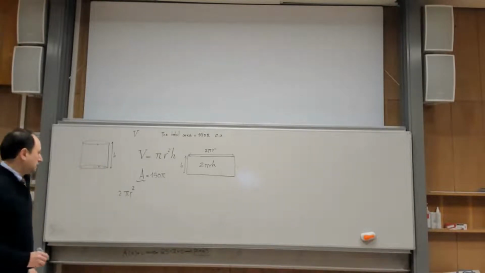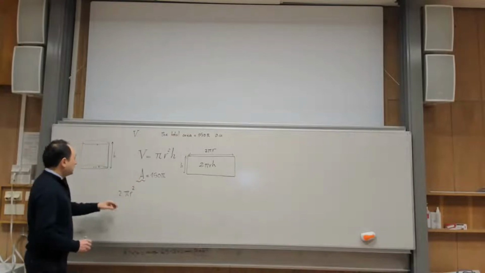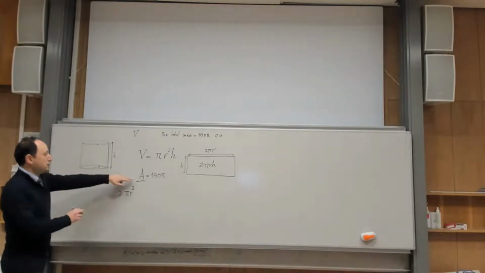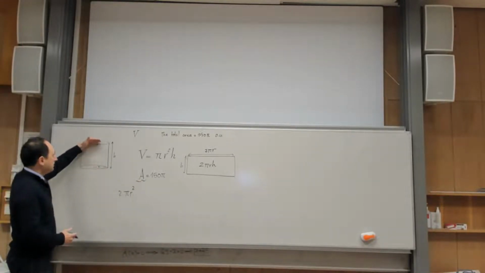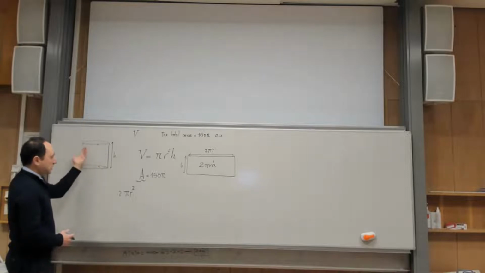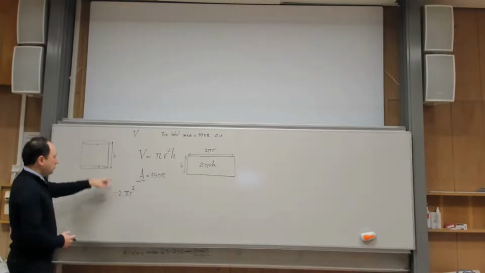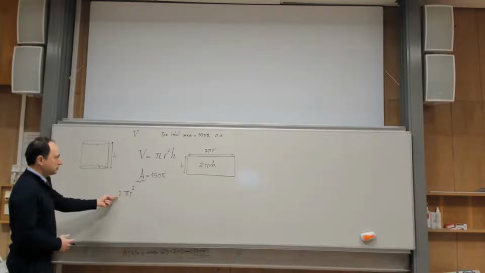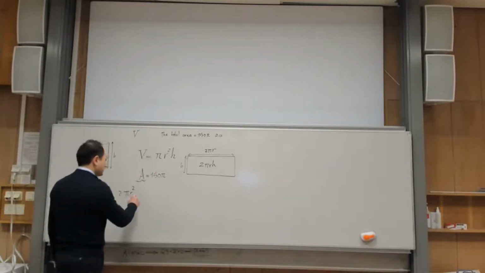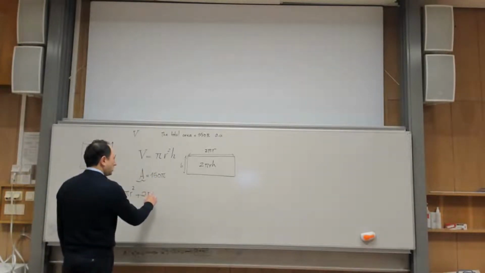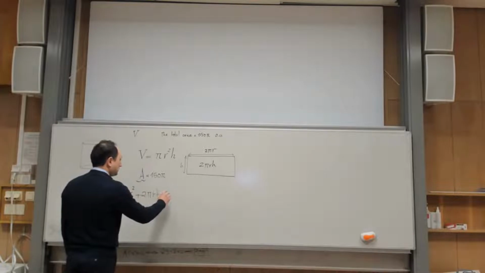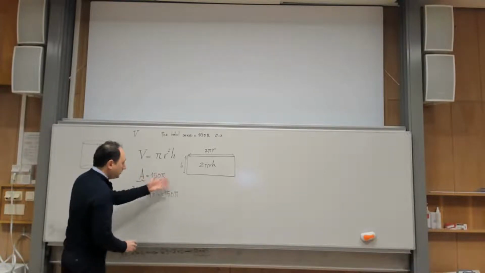So this area consists of 3 parts: top, bottom, and the side. Top and bottom both have the same area, because of the factor of 2 you see here. And then I have to add that one. So it is 2 pi r squared plus 2 pi r h equals 150 pi area units.